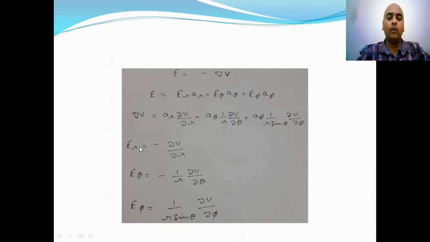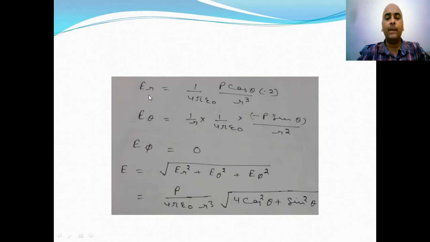the radial component of the electric field is minus partial V upon partial r. The component of the electric field in the theta direction is minus 1 upon r partial V upon partial theta, and E phi is minus 1 upon r sin theta partial V upon partial phi.